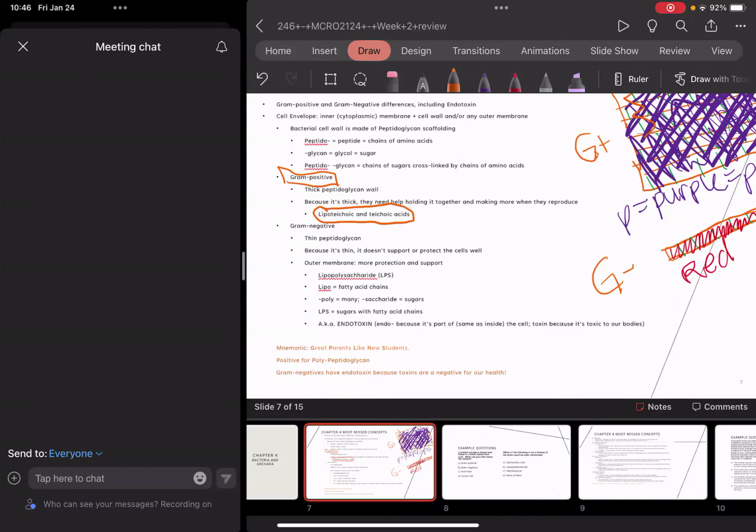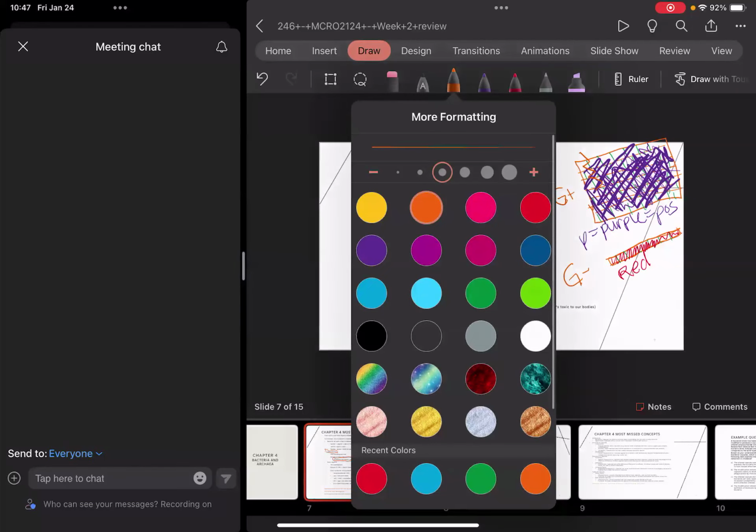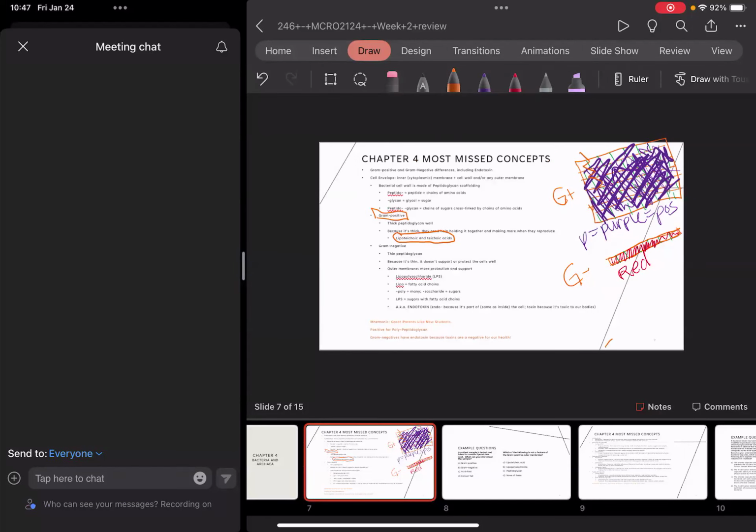Our gram-negatives. So keep in mind what's actually going on with all of this. This is just the cell wall portion of your envelope. What's really going on is you will have your cytoplasmic membrane. Then you will have your cell wall.